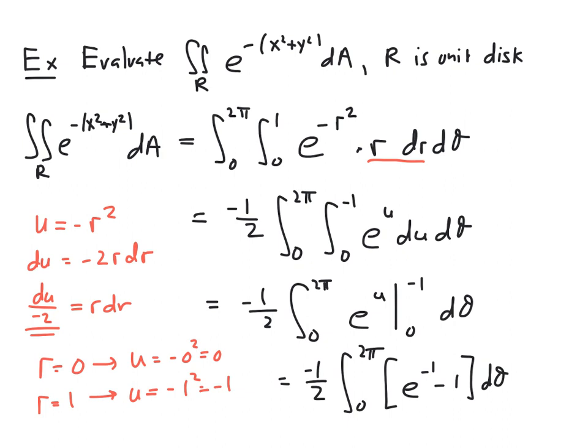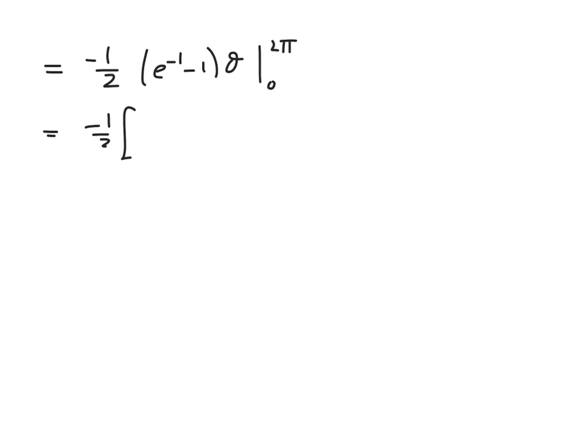Notice that that is just a constant. And since it's a constant, when we find an antiderivative of it, we just take that constant times theta, and we want theta to go from 0 to 2 pi. And so we have negative 1/2 times the quantity e to the negative 1 minus 1 times 2 pi, minus e to the negative 1 minus 1 times 0. Of course, this last term is 0, so it disappears entirely.